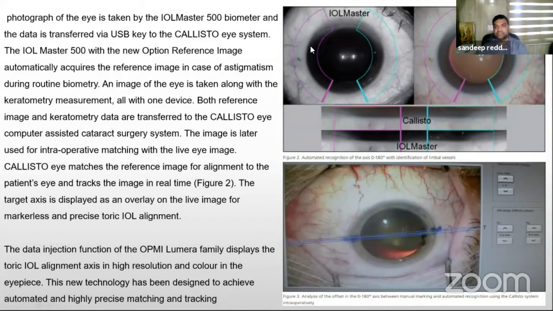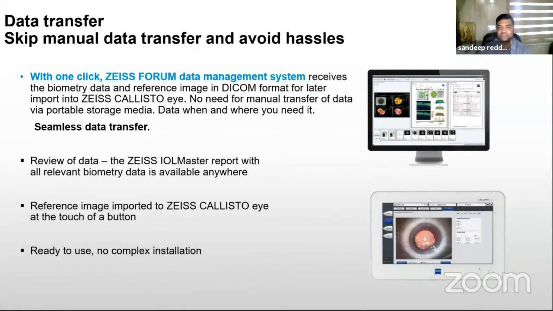You can see here how the IOL Master takes the reference images. The nasal and temporal images are taken. These images are superimposed with the images taken from the Callisto. You can see that each and every blood vessel coincides, and these images then give you a reference image, a reference line, and the toric alignment as required from the axis.